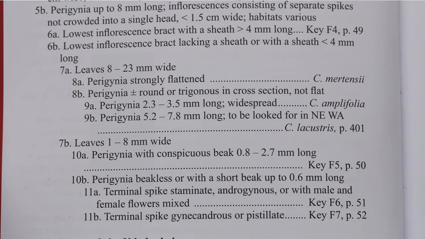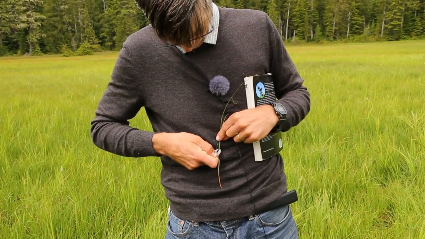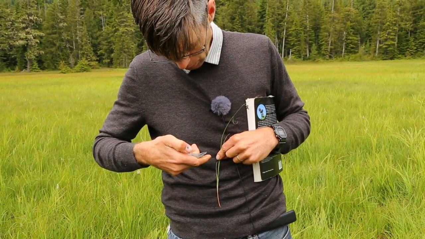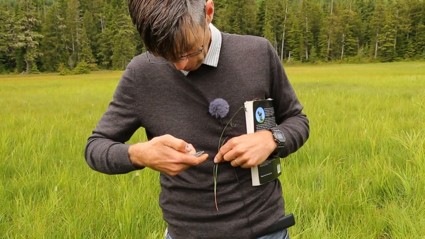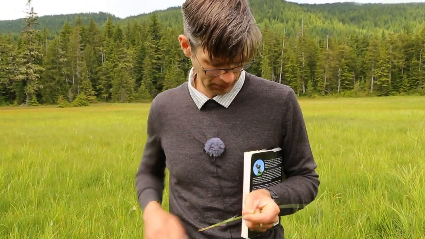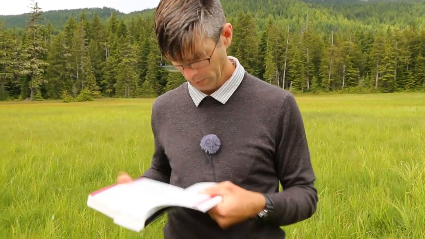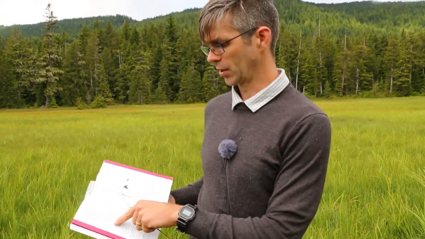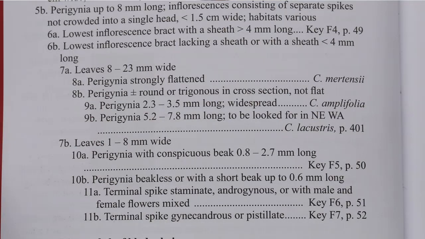7A leaves 8 to 23 millimeters wide versus 7B leaves 1 to 8 millimeters wide. And these leaves are pretty narrow. I get 3.2 millimeters. So that means 7B leaves 1 to 8 millimeters wide. That brings us down to 10A or 10B.